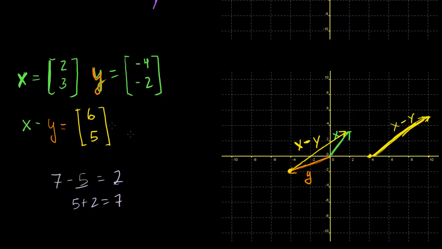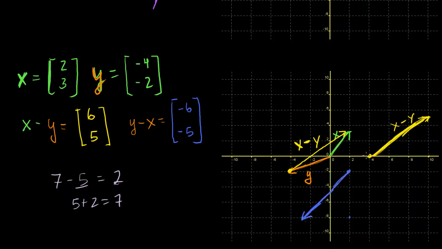Now, let's do something else that's interesting. Let's do what y minus x is equal to. Y minus x. What is that equal to? Well, we'll take minus 4 minus 2, which is minus 6. And then you have minus 2 minus 3. It's minus 5. So y minus x is going to be, let's see, if we start here, we're going to go down 6. 1, 2, 3, 4, 5, 6. And then back 5. So back 2, 4, 5. So y minus x looks like this. Y minus x looks like that.